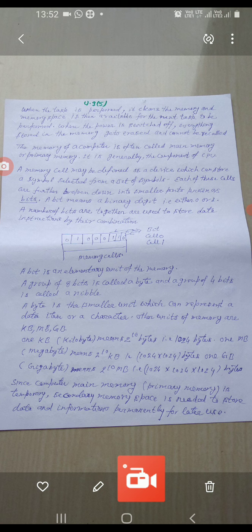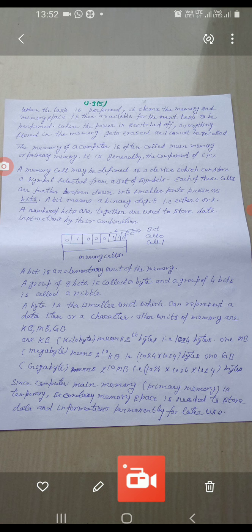In the figure you see it is attached with the computer. Now we will discuss what is the memory cell, what is the bit, what is the byte, kilobyte, megabyte, gigabyte.